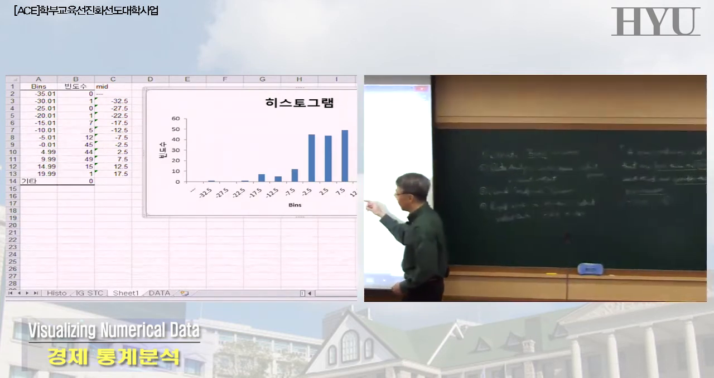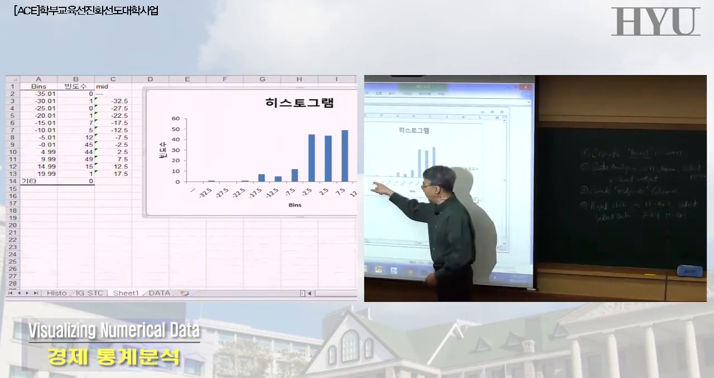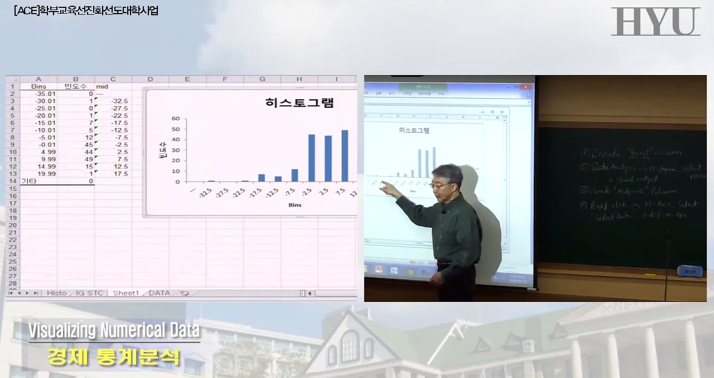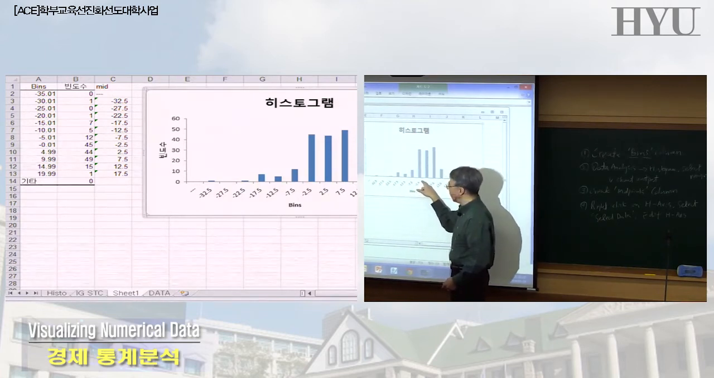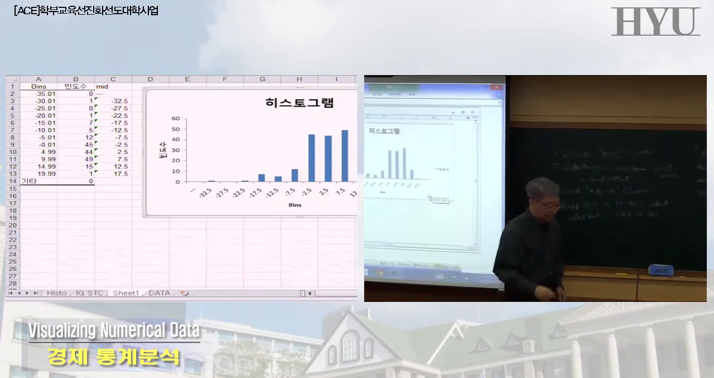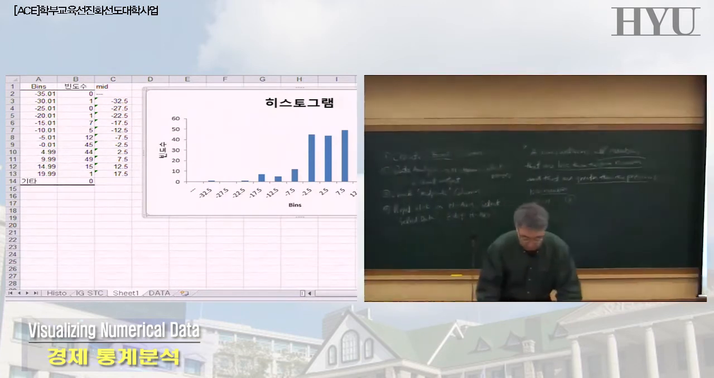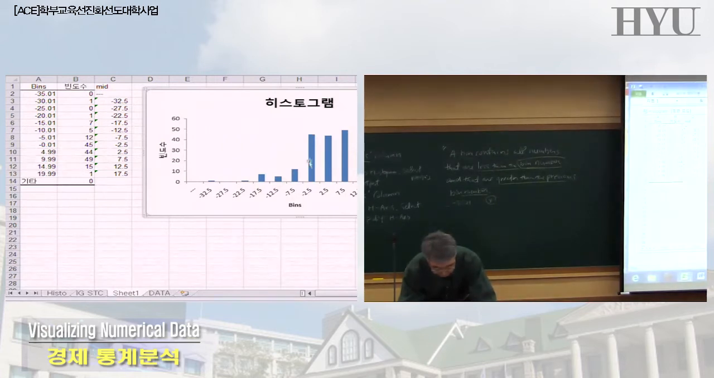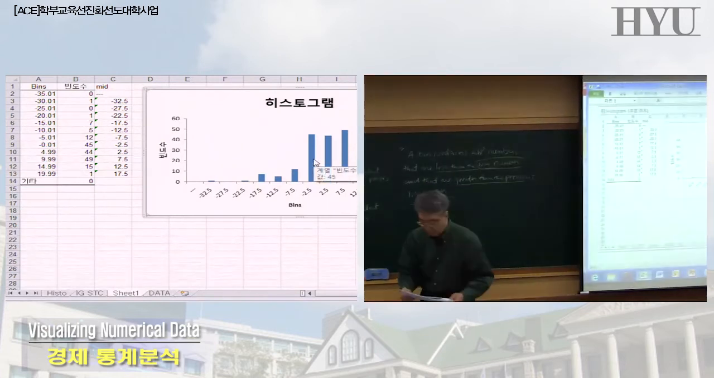One problem is, instead of the incorrect bin numbers, we just replaced it with the midpoint. So this bar corresponds to the right midpoint number. And then we need to eliminate the gaps between the bars. So that's the last step.